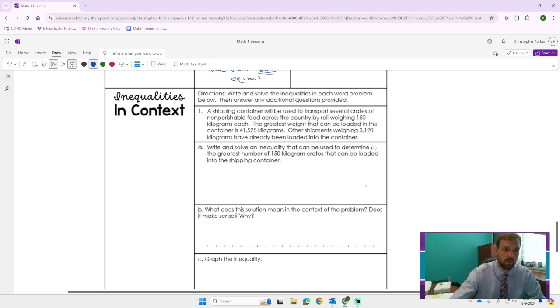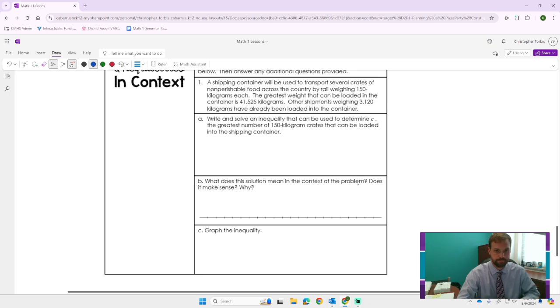All right, last problem. Inequalities in context. We did equations in context. Let's do inequalities in context. It says directions: write and solve the inequalities in each word problem below. Then answer any additional questions provided. So number 1.